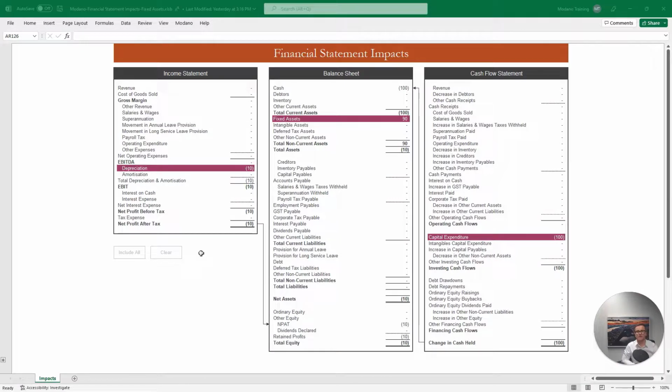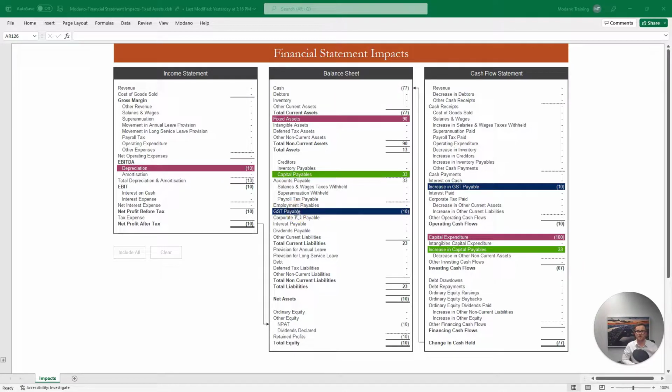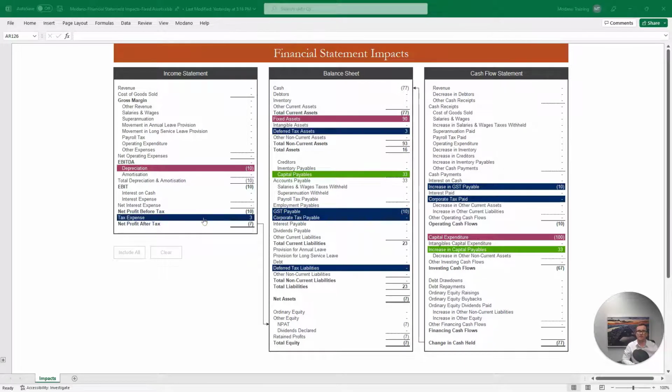Now, fixed assets affects other areas of analysis within a full three-way financial model. For example, if we have our capital expenditure of $100 but have not paid this balance entirely in cash, we would then adjust for this within our capital payables balance within the current liabilities section of our balance sheet. And if we have GST within our model, we would then need to account for the GST included on our capital expenditure. And finally, our depreciation has implications on the tax expense of the business from a corporate taxation perspective.